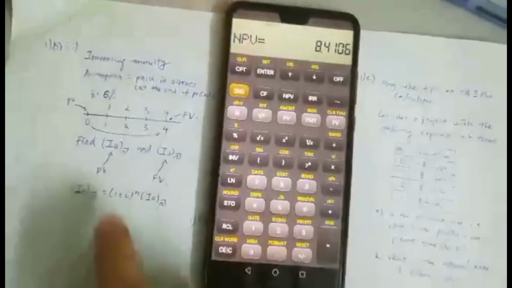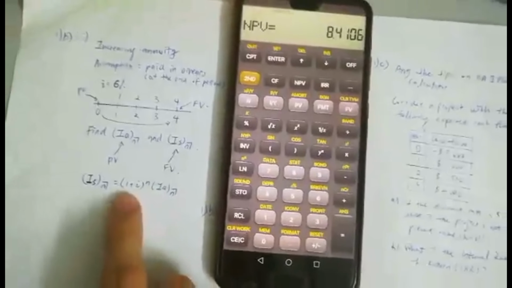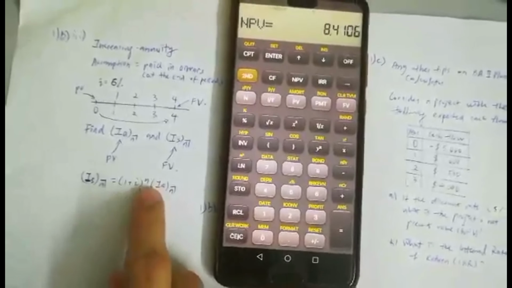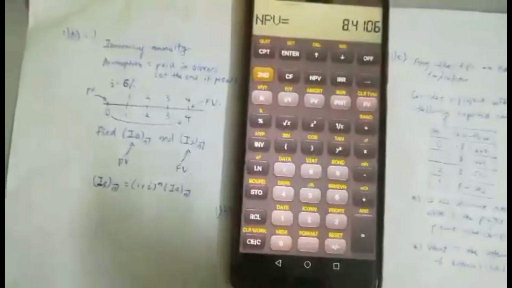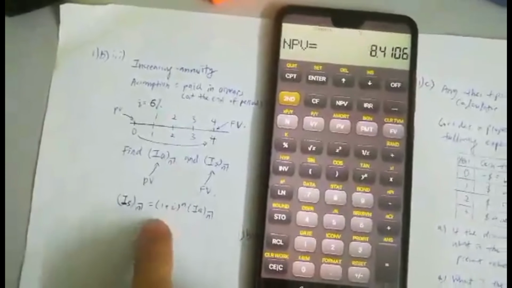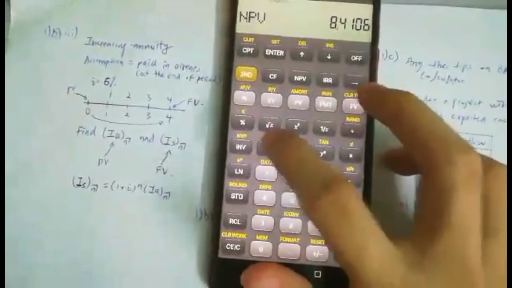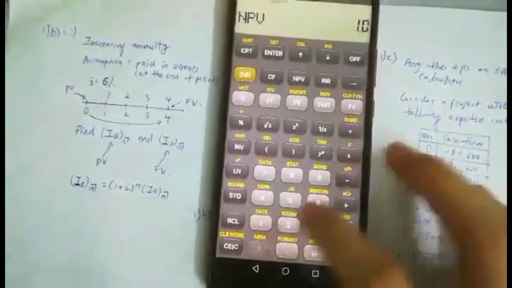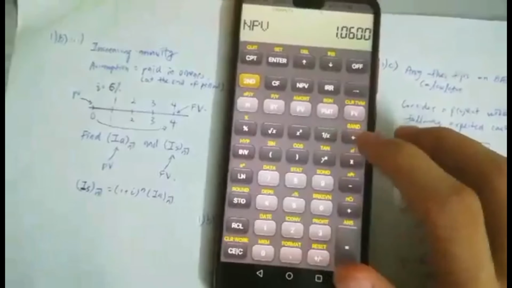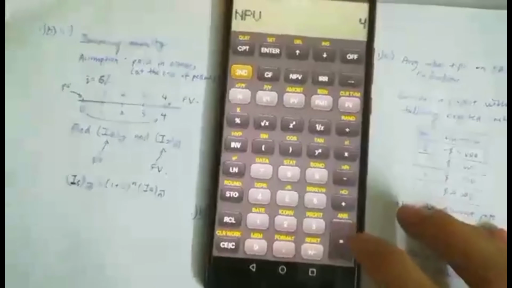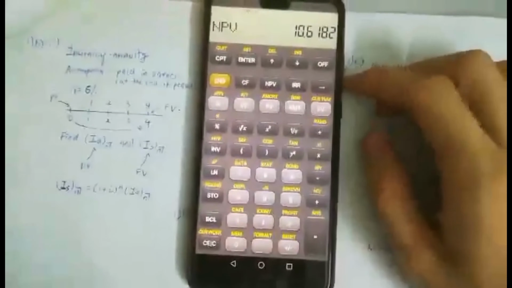Okay, so we need to find the future value. We multiply with (1 plus i) to the power of n. Okay, so 1 plus i, where i is 6%, is equal to 1.06. So we multiply by (1.06) to the power of n, which is 4, and then enter. Equal. So it's equal to 10.6182.